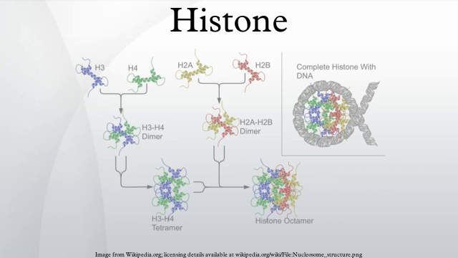Core histones are highly conserved proteins. That is, there are very few differences among the amino acid sequences of the histone proteins of different species. Linker histone usually has more than one form within a species and is also less conserved than the core histones.